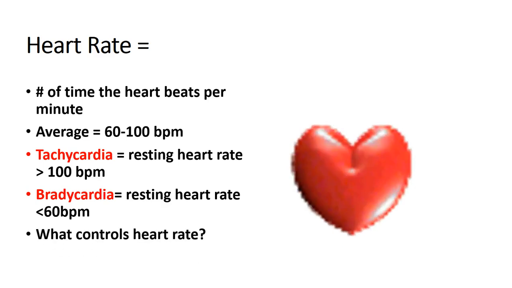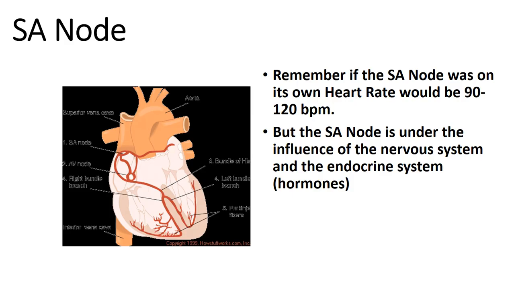So what controls heart rate? If you remember, we talked about the SA node. You talked about this in lab also. If the SA node was left on its own devices, if it wasn't connected to the rest of the body, your heart would beat between 90 and 120 beats a minute. We've already talked about how it can go below that, and when you exercise, it easily goes above 120.